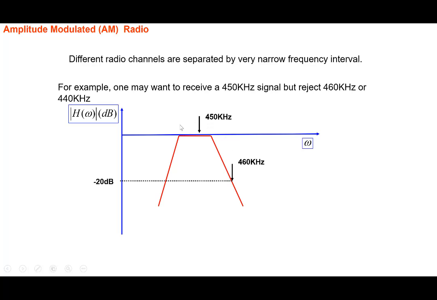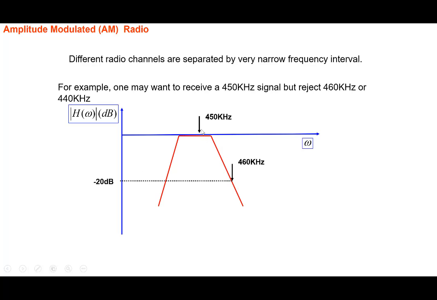Thereby our circuit will take this particular signal and demodulate it, and we'll receive the speech or audio signal that is embedded in it, while this particular channel is getting rejected. It will not be received. So what kind of a filter are we looking at? We have 450 kilohertz here at 0 dB, and at 460 kilohertz we have a 20 dB attenuation.